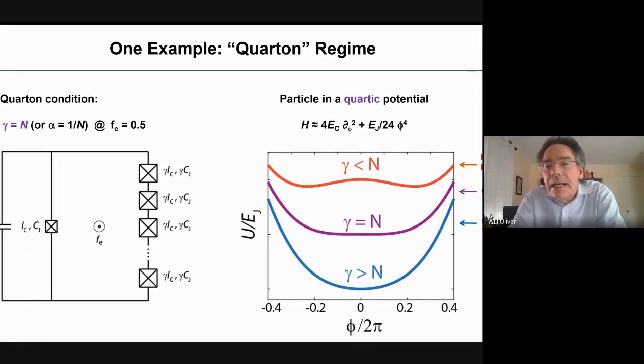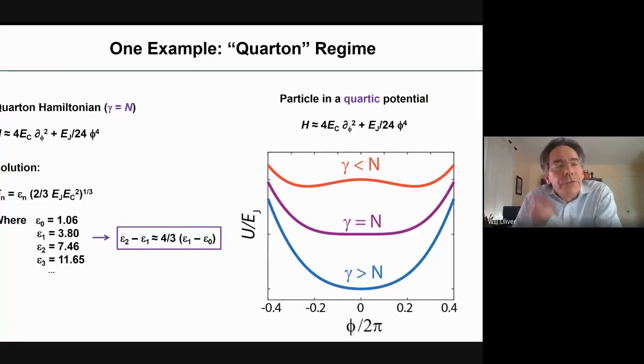So you can see that if gamma is less than the number of parallel junctions, then that's basically like a persistent current flux qubit or fluxonium. If gamma is greater than n, then that's in the capacitively shunted flux qubit or transmon regime. But when it equals n, this is the Chorton, where you have a truly quartic potential, or that quartic term is the leading correction to the potential.